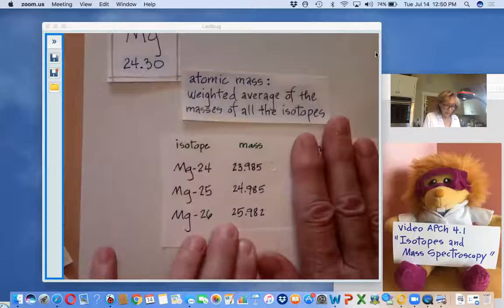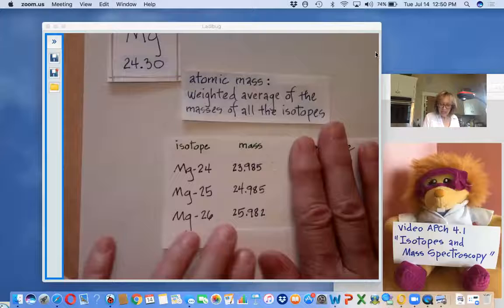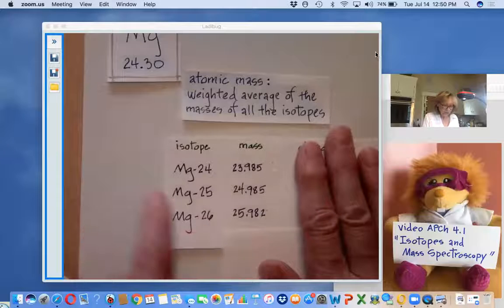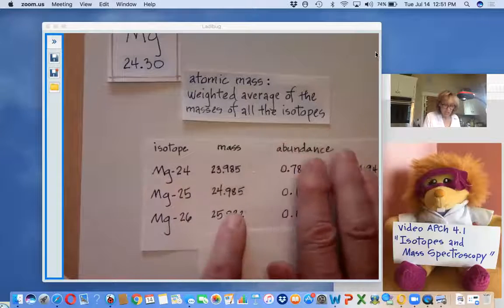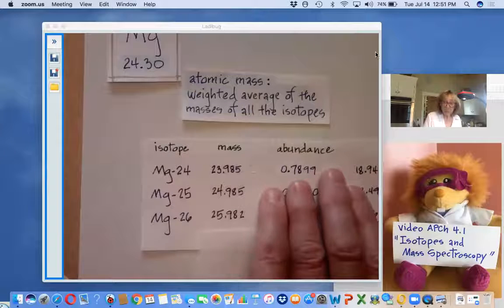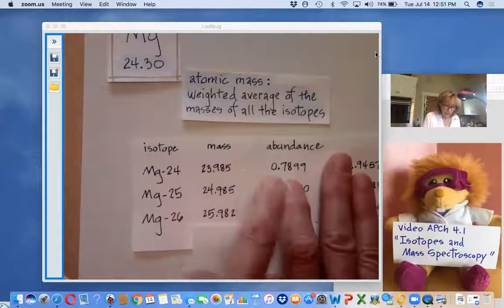We have to figure out which of these three isotopes is the most common, the most abundant. And it turns out that this magnesium-24 is by far the most abundant. Its abundance is 78.99%. Now, do you see how I wrote that percentage as a decimal? 78.99% expressed as a decimal is 0.7899.